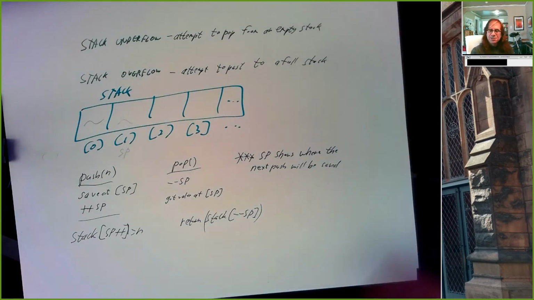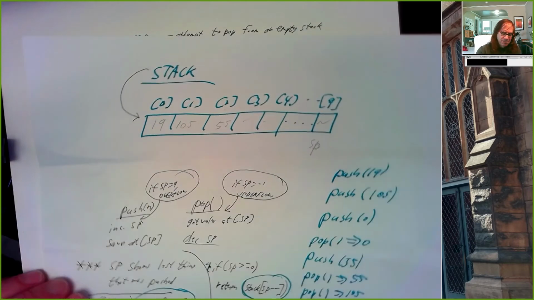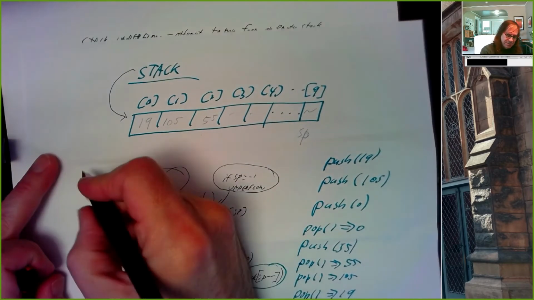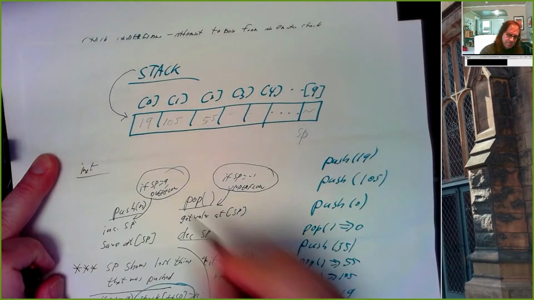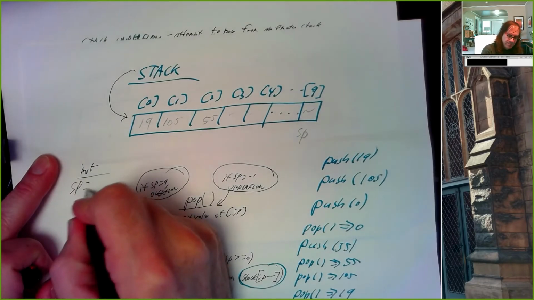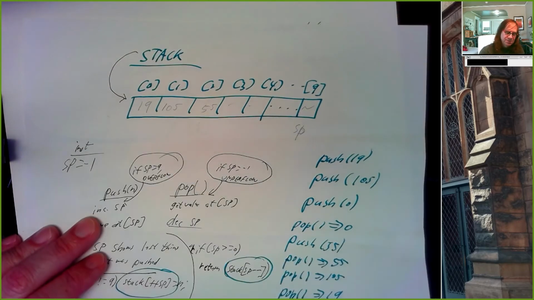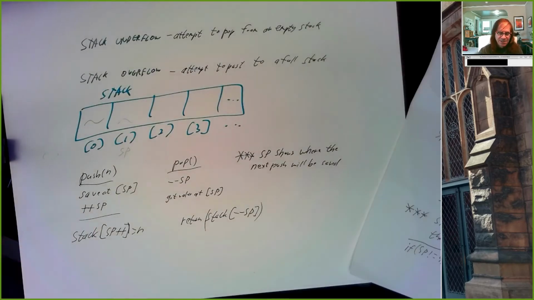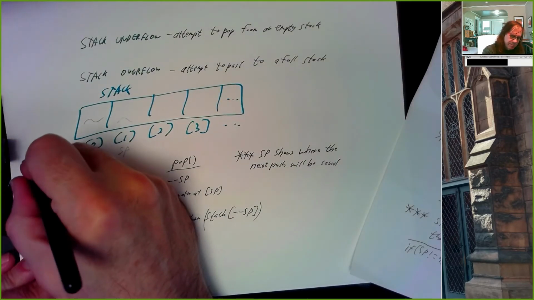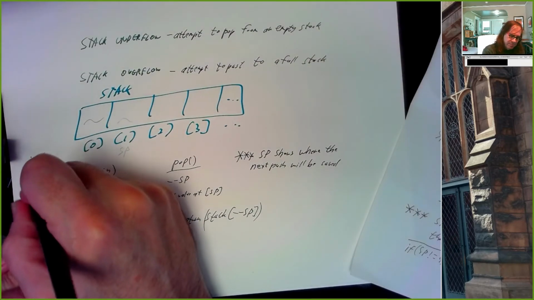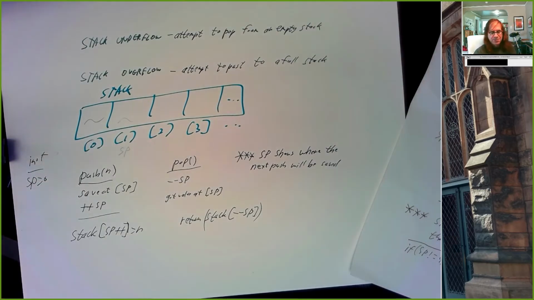Your initialization changes. In this case, we want to initialize the stack pointer to -1, because the first thing that we push, we're going to increment the stack pointer and store it right there. In this other case, we initialize the stack pointer to 0.